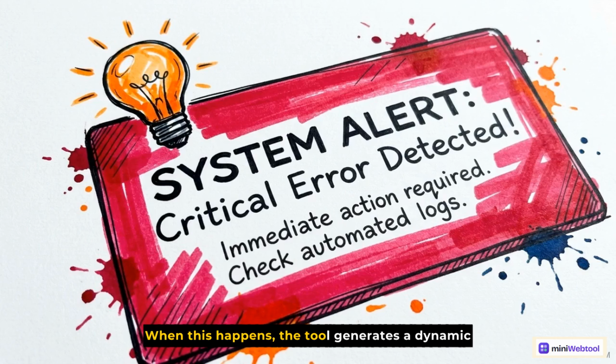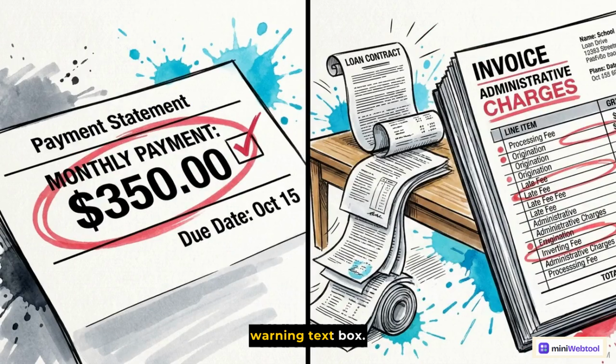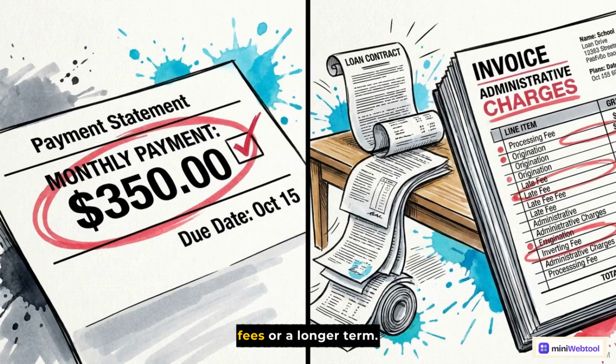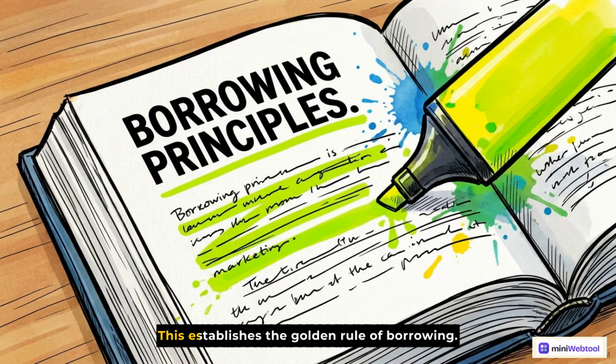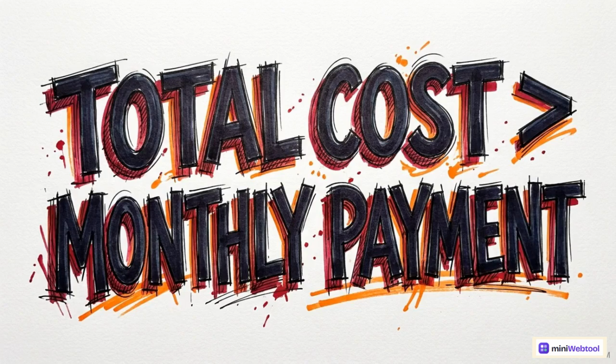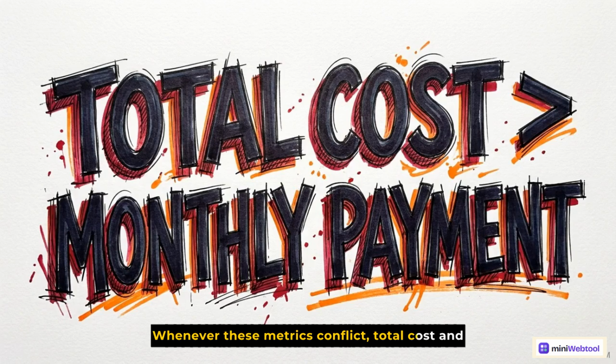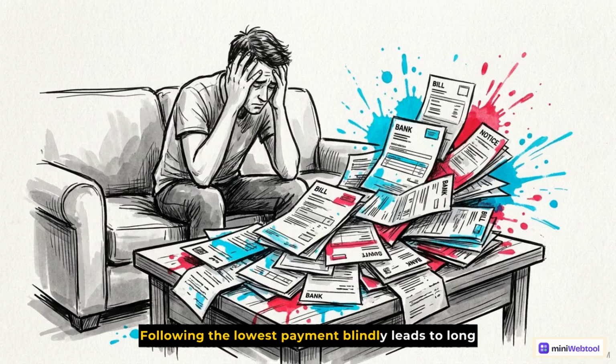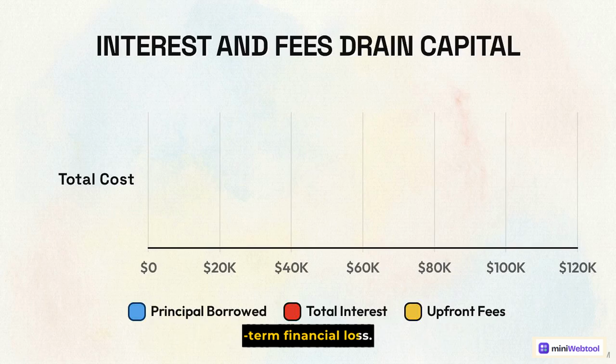When this happens, the tool generates a dynamic warning text box. It explicitly flags the disagreement, pointing out that a smaller payment is likely hiding higher fees or a longer term. This establishes the golden rule of borrowing. Whenever these metrics conflict, total cost and true APR must always override the monthly payment. Following the lowest payment blindly leads to long-term financial loss.